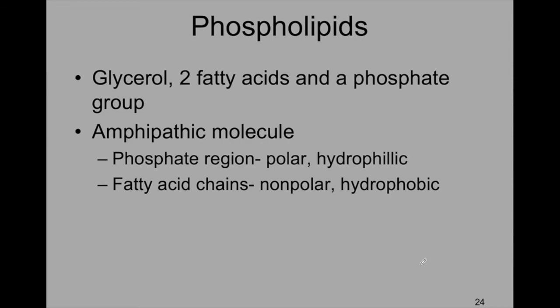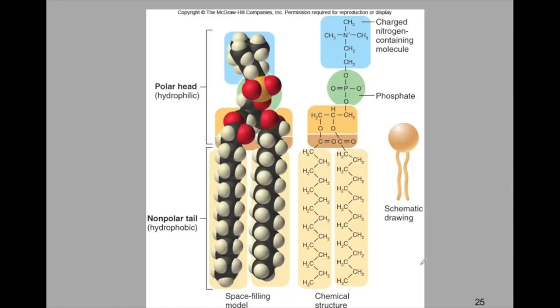Phospholipids are another class of lipids, glycerol with 2 fatty acid chains instead of 3. So we have the fats, which are your triglycerides, and then we have our phospholipids. And the phosphate group attached to the glycerol is important as well. They are also formed through condensation reactions, broken apart by hydrolysis reactions. But the phospholipids are an amphipathic molecule. They have a phosphate region that is polar and hydrophilic, and a fatty acid chain or hydrocarbon chain that's nonpolar and hydrophobic. And phospholipids are important because they form our cell membranes.